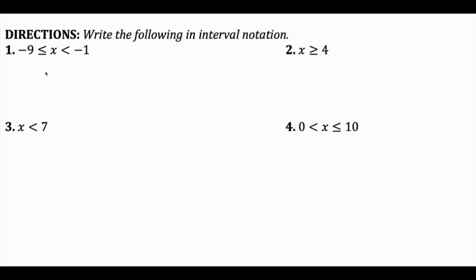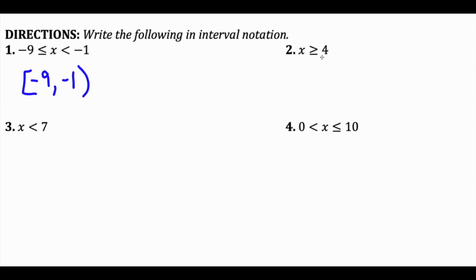So first of all, going back to our inequality symbols here, whenever there is an or equal to, that means we're going to start off with a bracket. Smaller number always goes first, up to the bigger number. Just a less than or greater than is going to be a parenthesis. So there's number one. For number two, we're starting at 4.